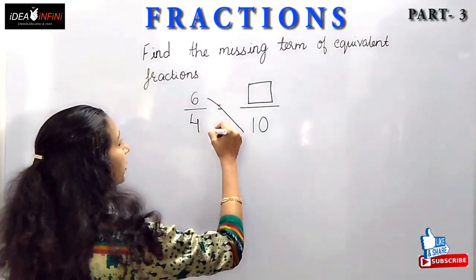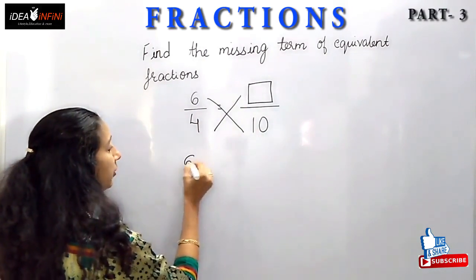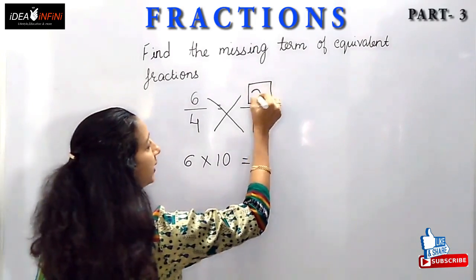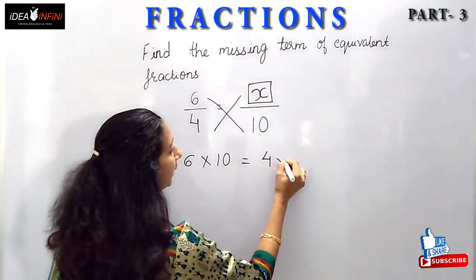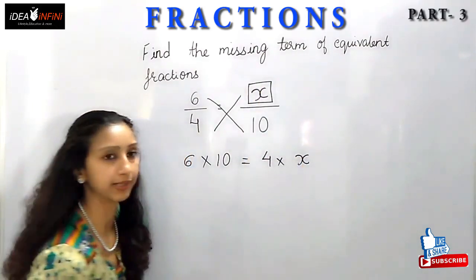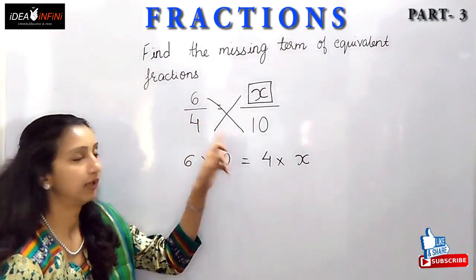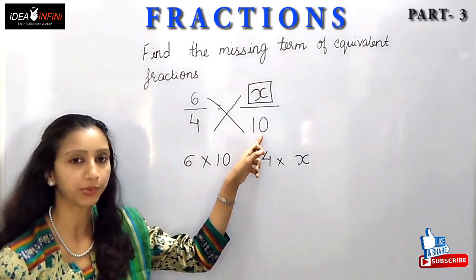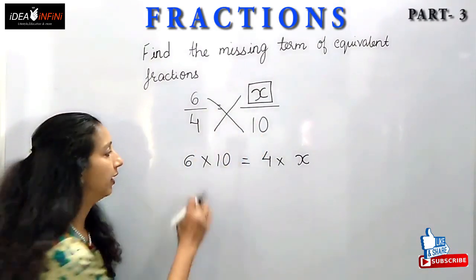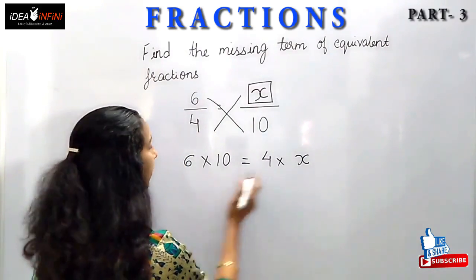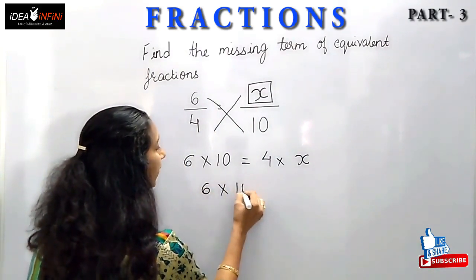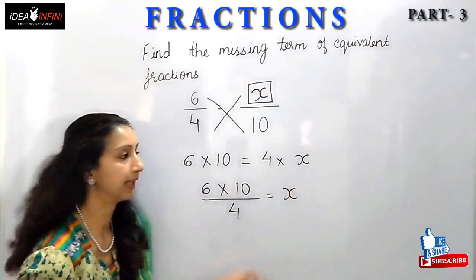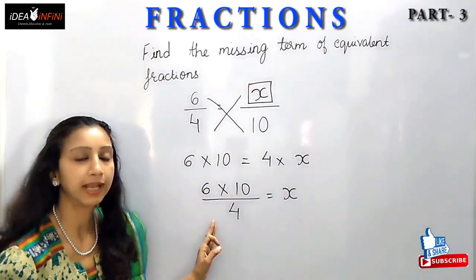Let's see how to do this. So 6 into 10 on the left hand side of the equal to. On the right hand side, let's put an x here. So 4 into x, that is 4x. 6 into 10, our numerator on the left hand side is getting multiplied by the denominator on the right hand side, and vice versa. So 6 into 10, 4 into x. Let's see, 6 into 10 divided by 4 will give me the value of x. This 4 will come this side and get divided.